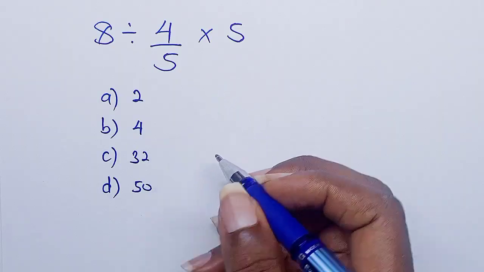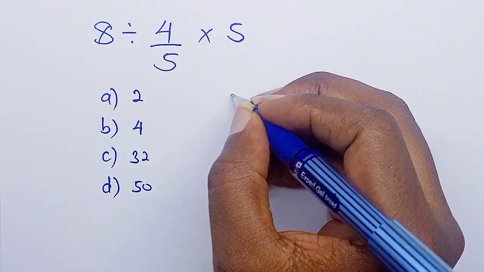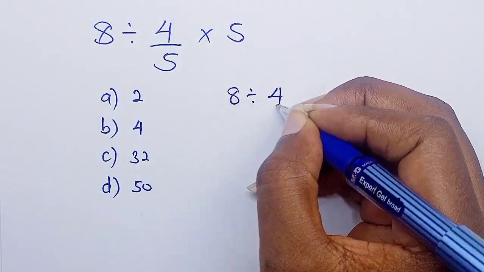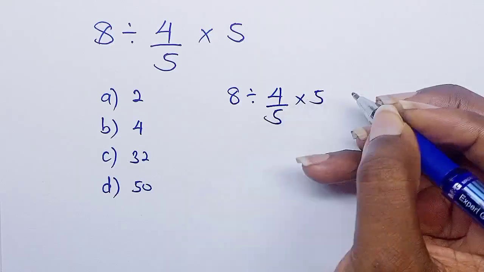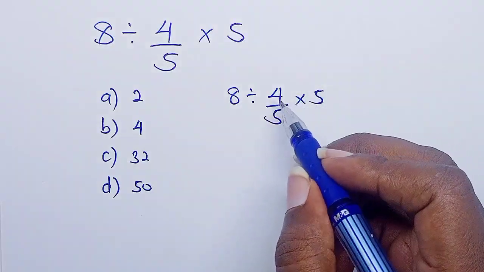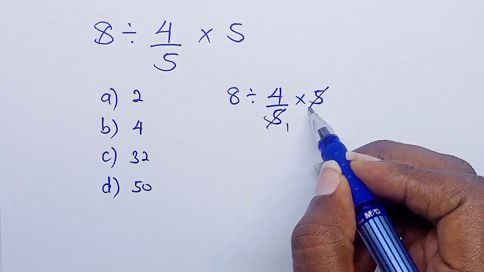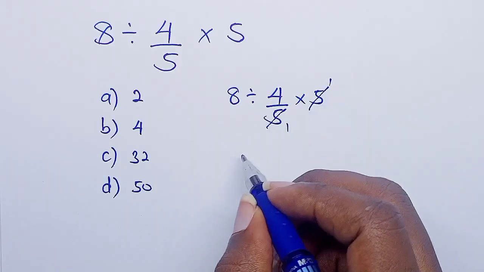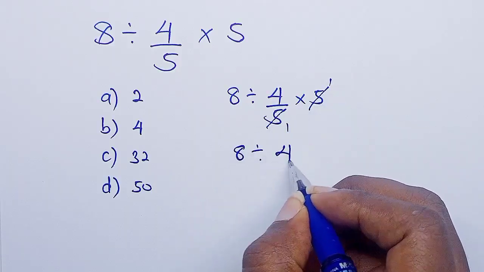So we have 8 divided by 4 over 5 times 5. What is the answer? Let's work it out and see. So we have 8 divided by 4 over 5 times 5. When you divide 5, this 5 cancels with this 5. So we have 8 divided by 4.